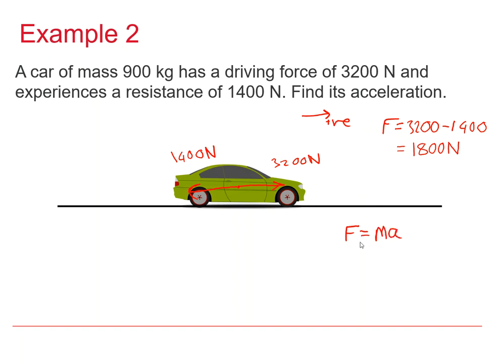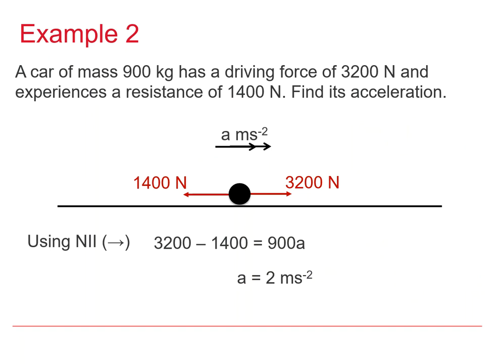I know that that F is 1,800. I know that the mass is 900, and the thing that I don't know, which I'm trying to work out, is the acceleration. So if I rearrange that, A is 1800 over 900, so that's 2 meters per second squared. Okay, and you can see a neater version of that there. The only difference in this diagram, of course, is that we've represented this just as a particle. We'll get the same conclusion.